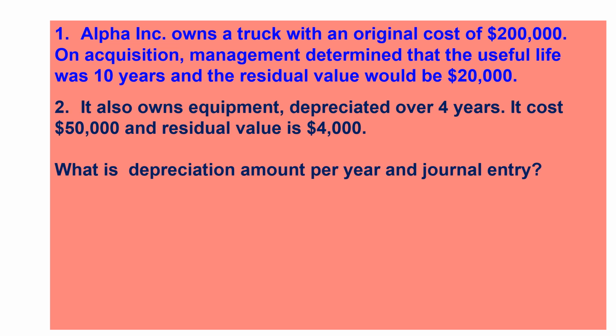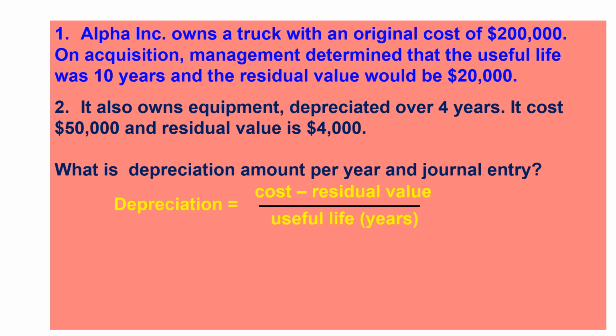Alpha Inc. owns a truck with an original cost of 200,000. On acquisition, management determined that the useful life was 10 years and the residual value would be $20,000. It also owns equipment depreciated over 4 years. It cost 50,000 and the residual value is 4,000. So what would be the depreciation under straight line method?